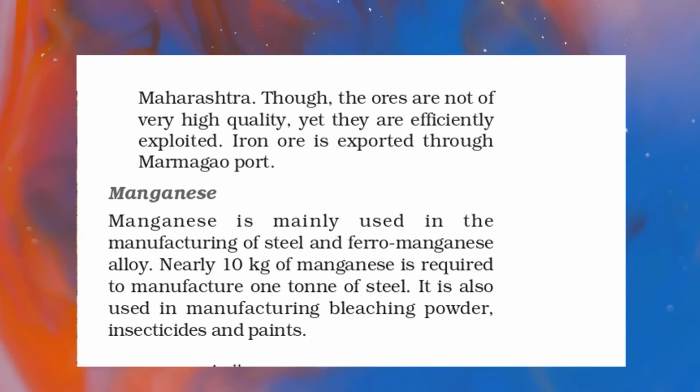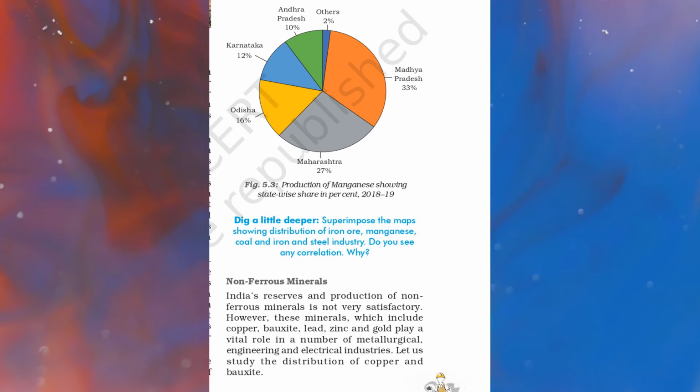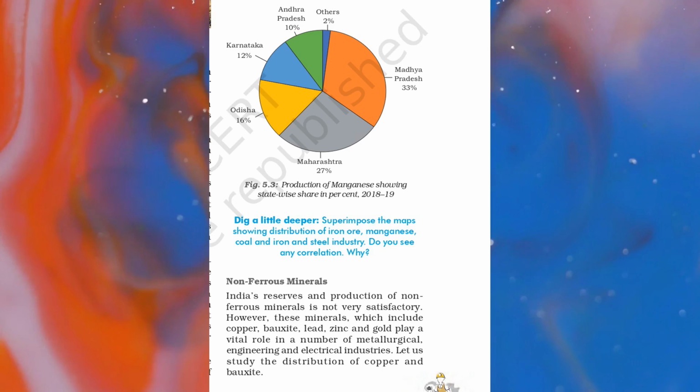Manganese is mainly used in the manufacturing of steel and ferro-manganese alloy. Nearly 10 kilograms of manganese is required to manufacture 1 ton of steel. It is also used in manufacturing bleaching powder, insecticides and paints. Dig a little deeper: superimpose the maps showing distribution of iron ore, manganese, coal and the iron and steel industry. Do you see any correlation?